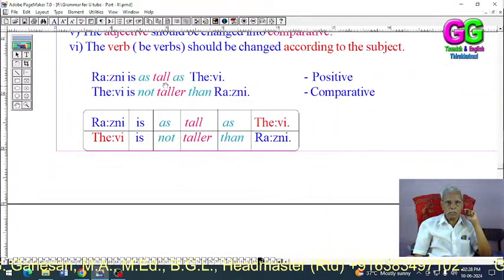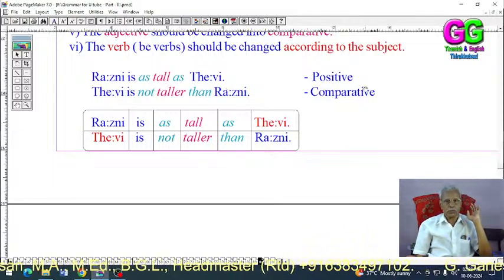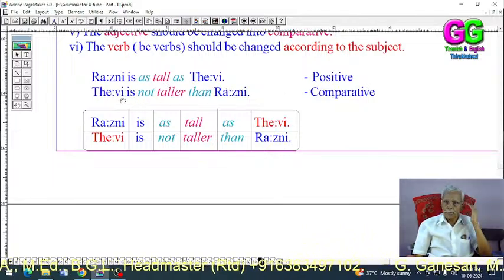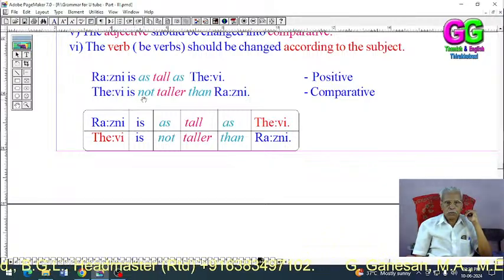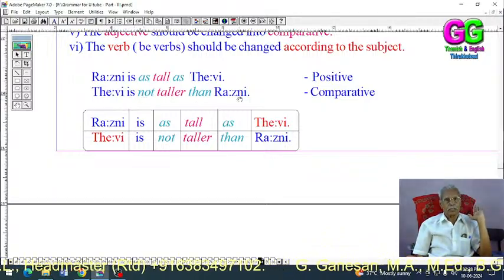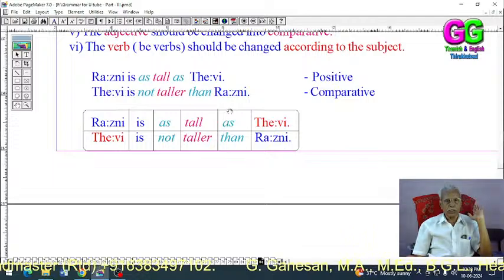Ronnie is as tall as Devi. Positive. Comparative: Ronnie is not taller than Devi. It is positive degree, it is comparative degree.